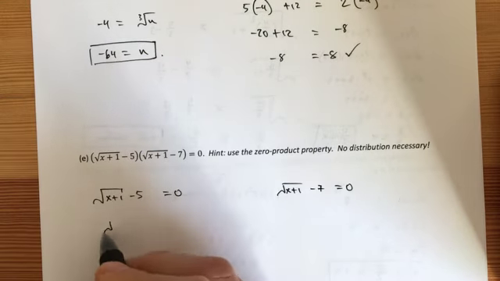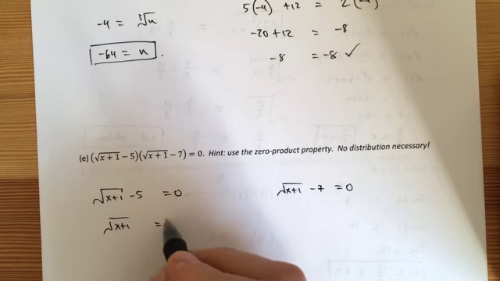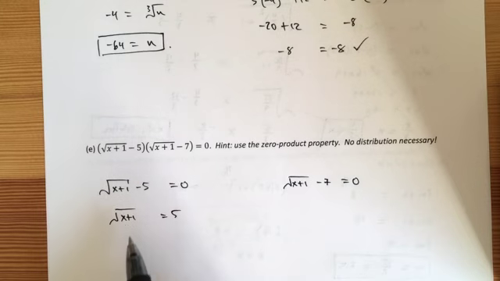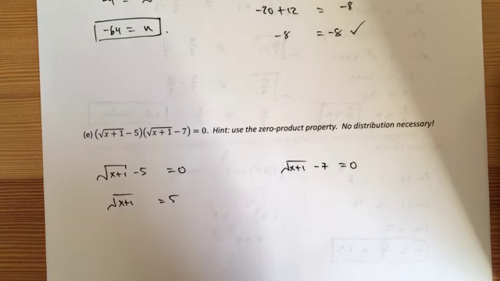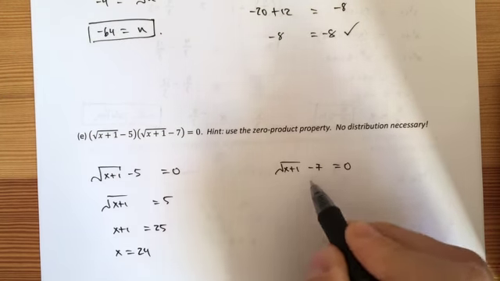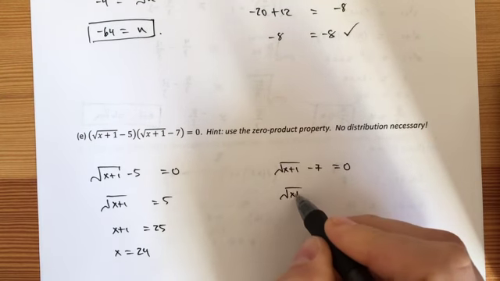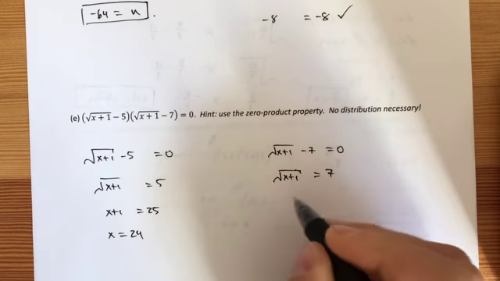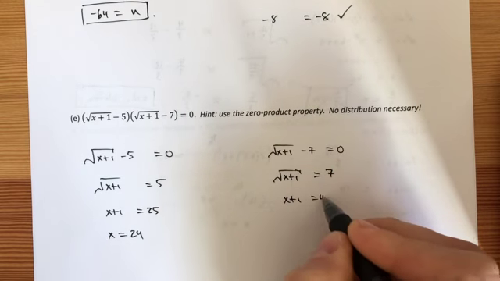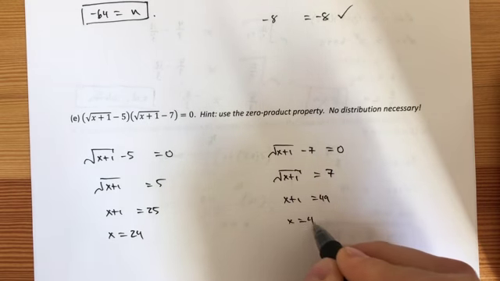Now adding 5, I get the square root of x plus 1 equals 5. I should have one solution to this because this is a positive number and even roots cross positive numbers once. So squaring both sides, I get x plus 1 equals 25, so x equals 24. Over here, I would get square root of x plus 1 equals 7. Squaring both sides, x plus 1 equals 49, so x equals 48.